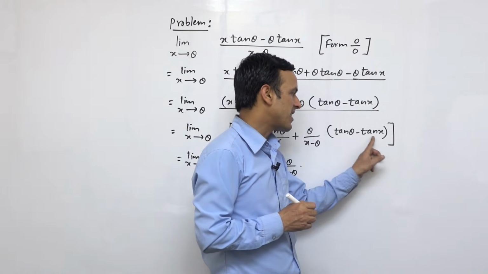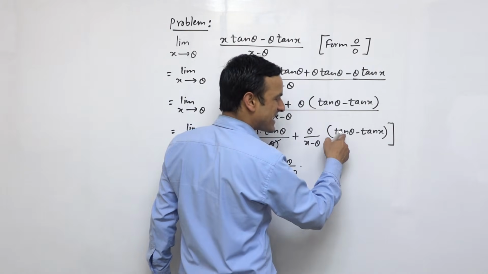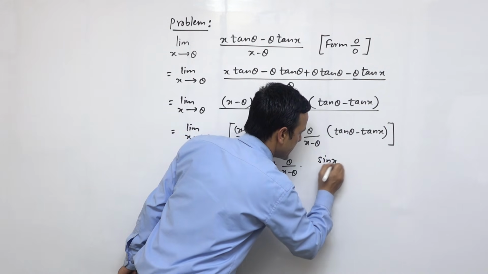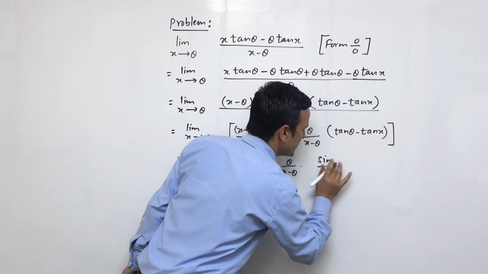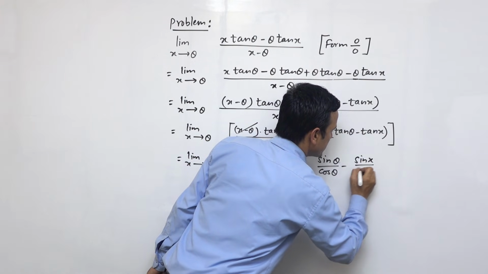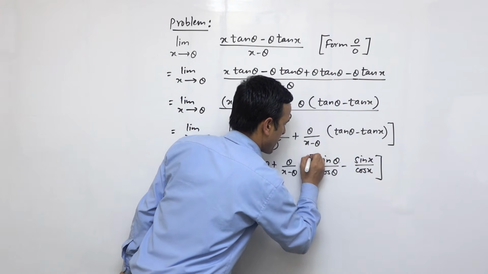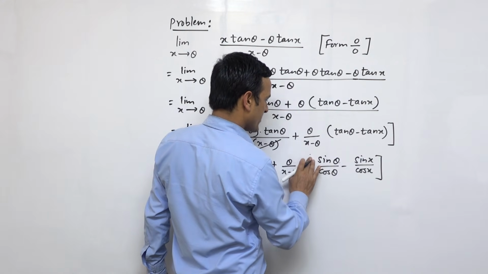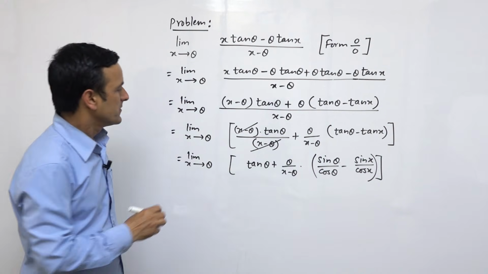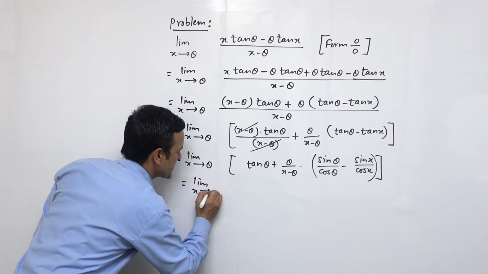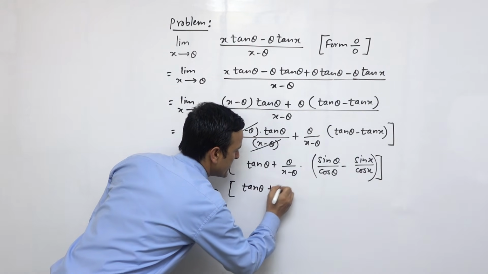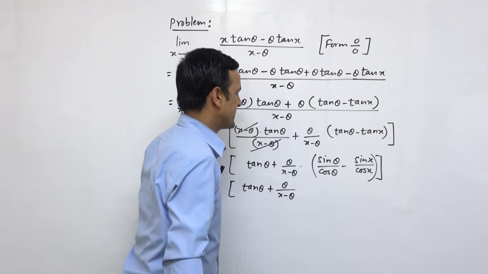we don't have the formula of tan c minus tan d so convert this tan theta into sin theta upon cos theta. So convert, sin theta divided by cos theta minus sin x divided by cos x. So this is the formula of tan theta and tan x. Now we can simplify this term by taking LCM. So we have tan theta plus theta upon x minus theta.